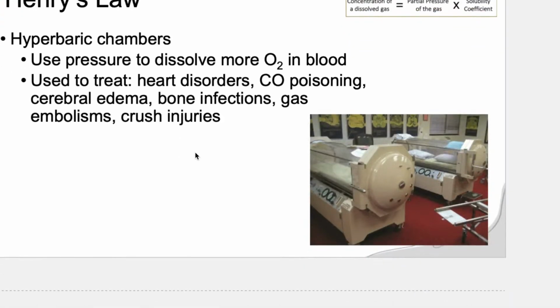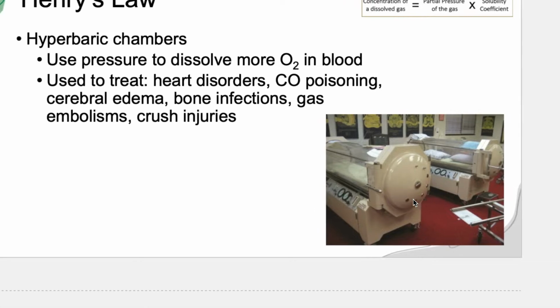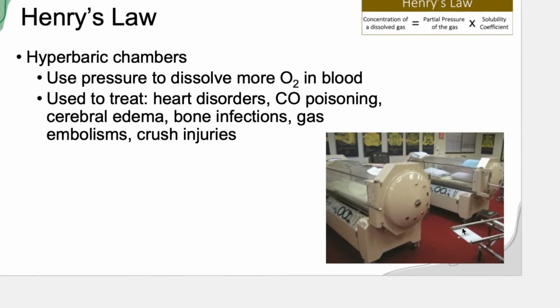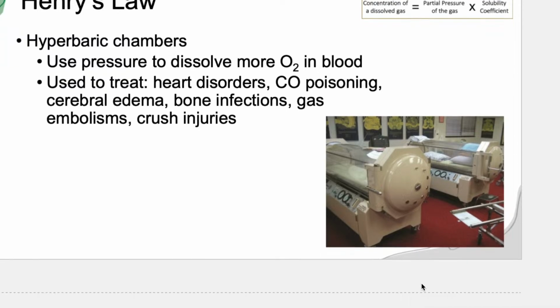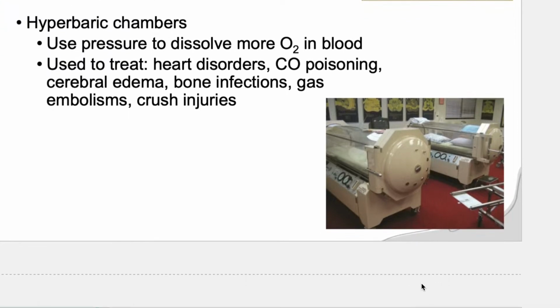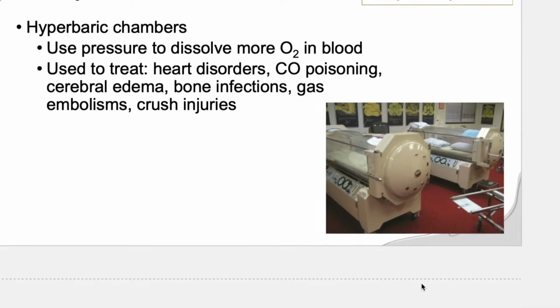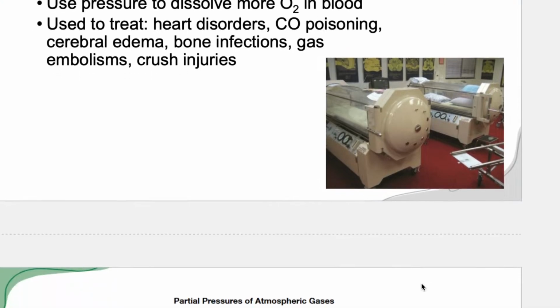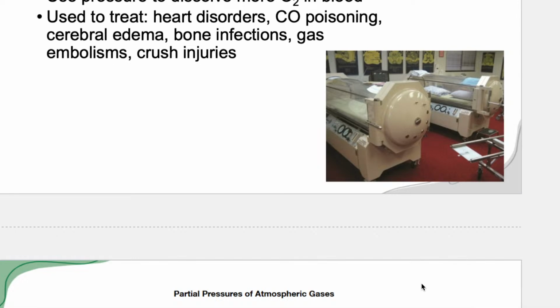So Henry's law: if we make an artificial environment, here you can see this iron lung. Artificial oxygen, inject it, it increases the partial pressure, which makes it more soluble, which allows your plasma to carry more oxygen and deliver more oxygen to your bones. So use pressure to dissolve more oxygen in blood, used to treat heart disorders and CO poisoning.